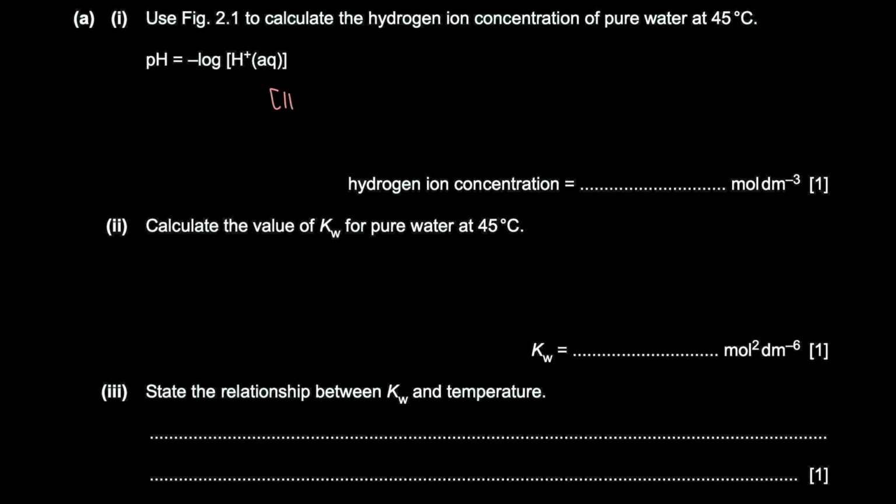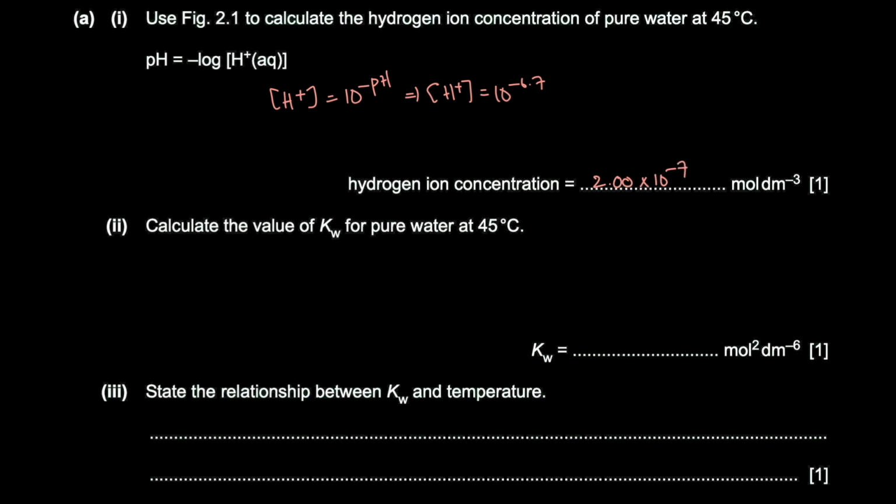You should know that the concentration of H+ is 10 to the power of minus pH. So that means that the concentration of H+ is 10 to the power of minus 6.7, which is 1.995 × 10^-7 mol per dm³, which is just 2.00 × 10^-7 mol per dm³.